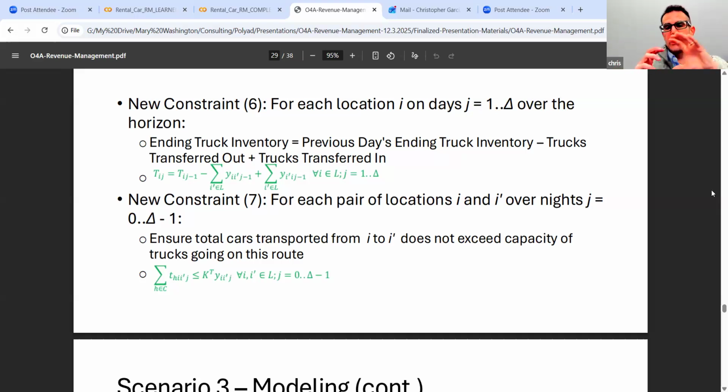Yes, and we had a constraint in the previous model. So for the cars, that's exactly right. To make sure that you don't have cars leaving from a particular location more than you have in inventory. That was a constraint that we had. Okay, perfect. Yes, we do have to make sure of that. You're absolutely right.